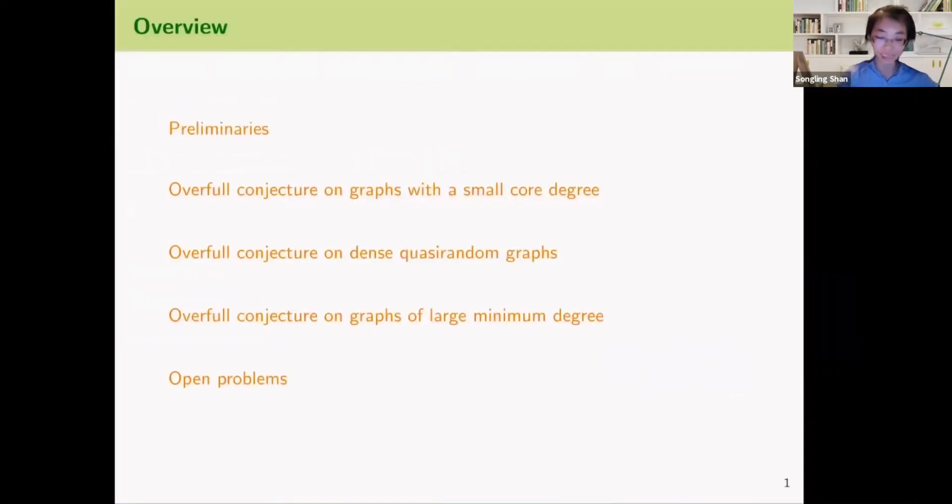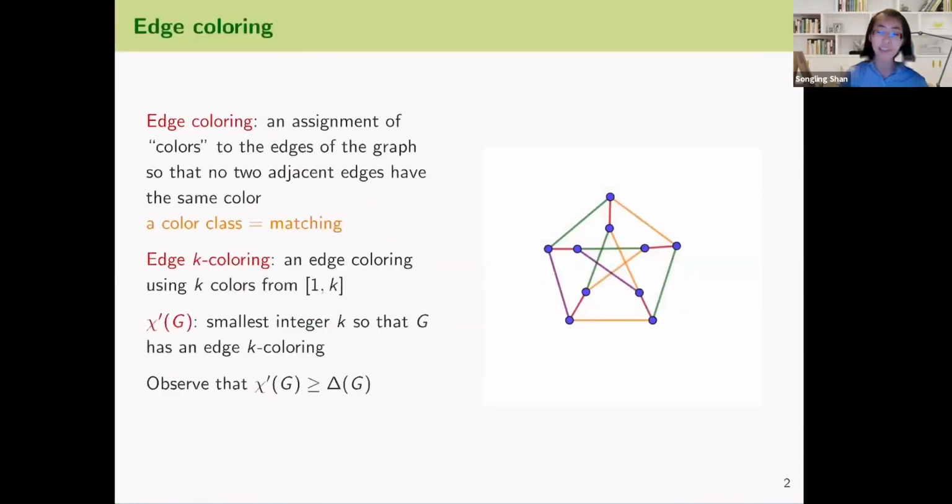Right. So I will talk about some recent progress towards the overfull graph conjecture. I will start with some of the basic concepts, and then talk about the restriction of the conjecture on graphs with a small core degree, and then quasi-random graphs, and also on graphs of a large minimum degree. I also listed some open problems at the end. So let's start with some basic concepts.